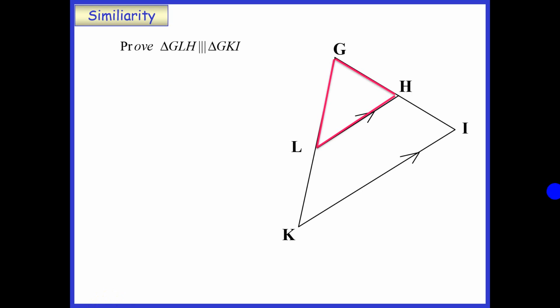We're going to start off with a very basic question which says, prove that triangle GLH is similar to triangle GKI. You'll notice that I've highlighted the small triangle in red, and we want to prove that it is similar to the big triangle. Now, on inspection, you would agree with me that angle G is common.